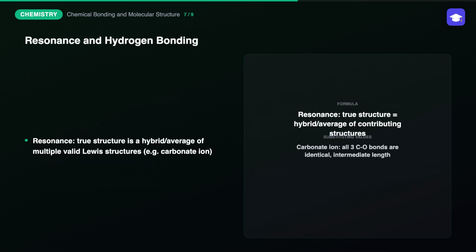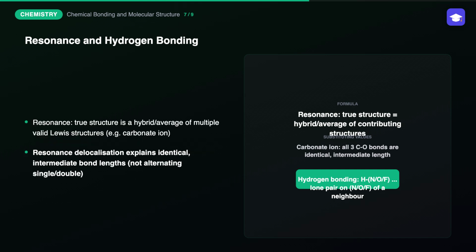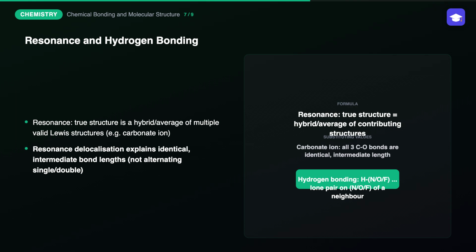Resonance occurs when a single molecule or ion cannot be accurately represented by just one single Lewis structure, and its actual electronic structure is instead better described as an average, a hybrid, of 2 or more valid contributing resonance structures. The classic example is the carbonate ion, where the negative charge and double bond character are, in reality, delocalized equally across all 3 oxygen atoms, rather than being fixed rigidly on just one.